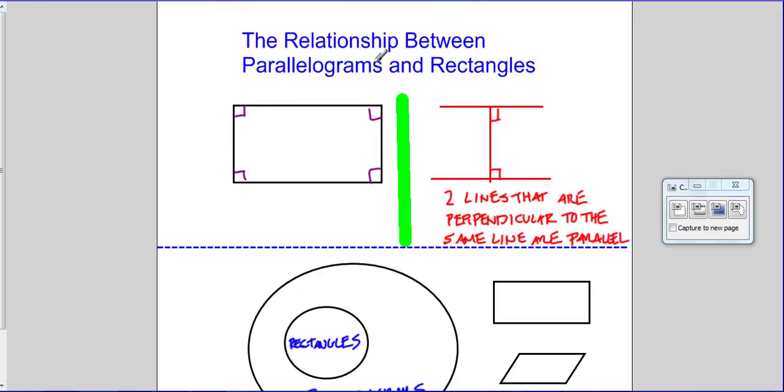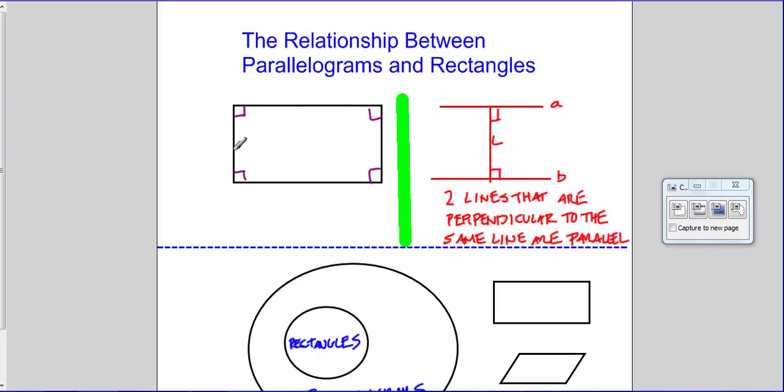Okay, the relationship between parallelograms and rectangles. Well, it turns out that two lines that are perpendicular to the same line are parallel. Remember, perpendicular means right angle. So here's a case where you have a line segment, but extended as a line, and these are line segments, but extended they are lines. So here are two lines, call this line A and line B. They are perpendicular to, let's call this line C. They're perpendicular to the same line. Well, it turns out if this is true, they are parallel.